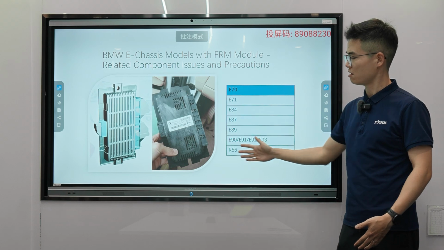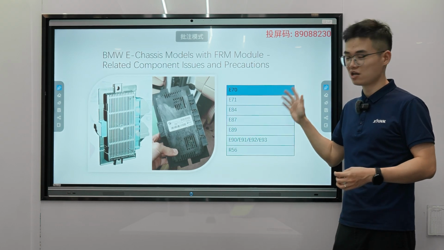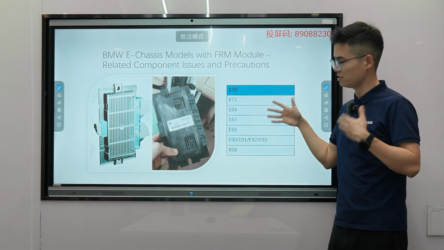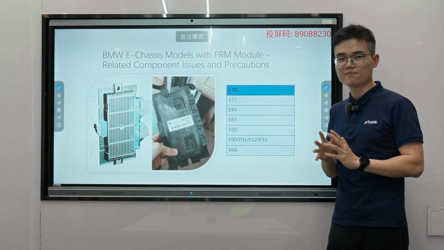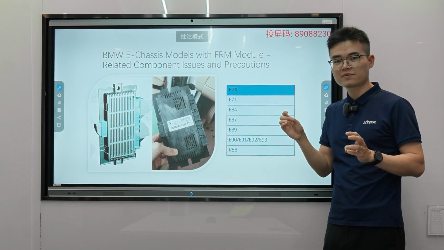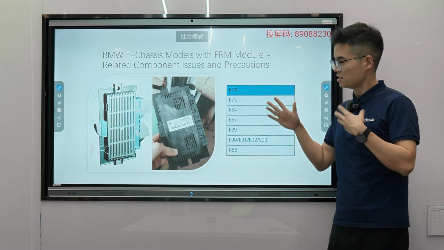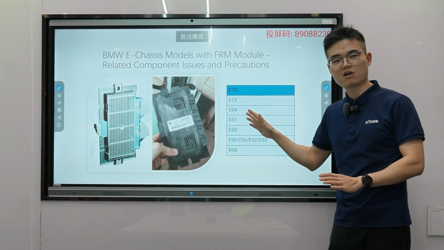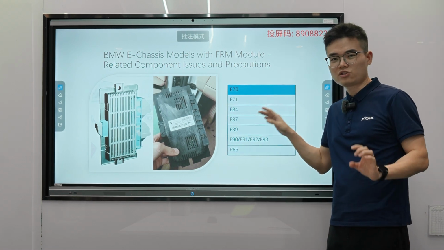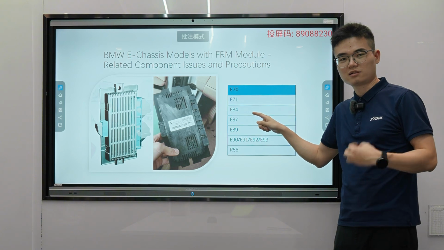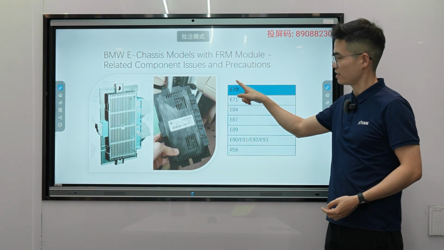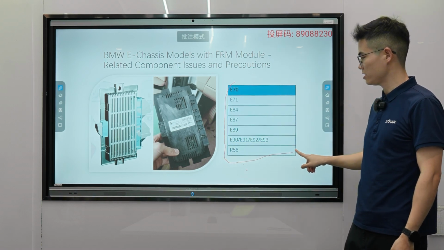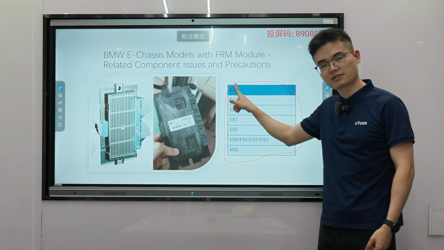And these are the related FRM modules that are usually very problematic. It causes a lot of problems just because of some abnormal data inputting, outputting, and communication problems. All this will cause the FRM failure. These are the detailed chassis types that will have a problem with the FRM, like the E70, 71, 84, 87, 89, 90 series, and R56.